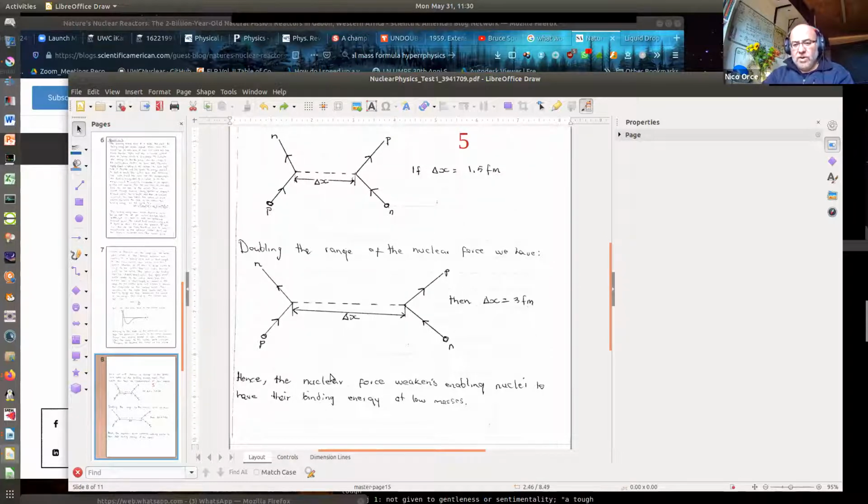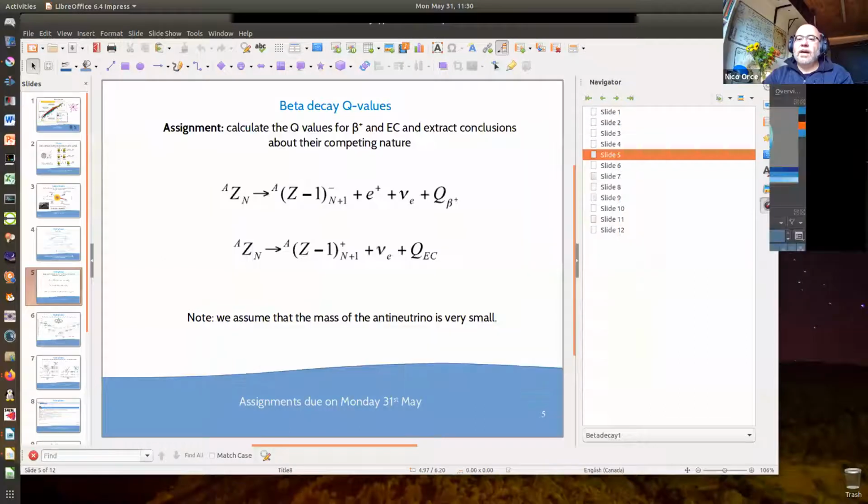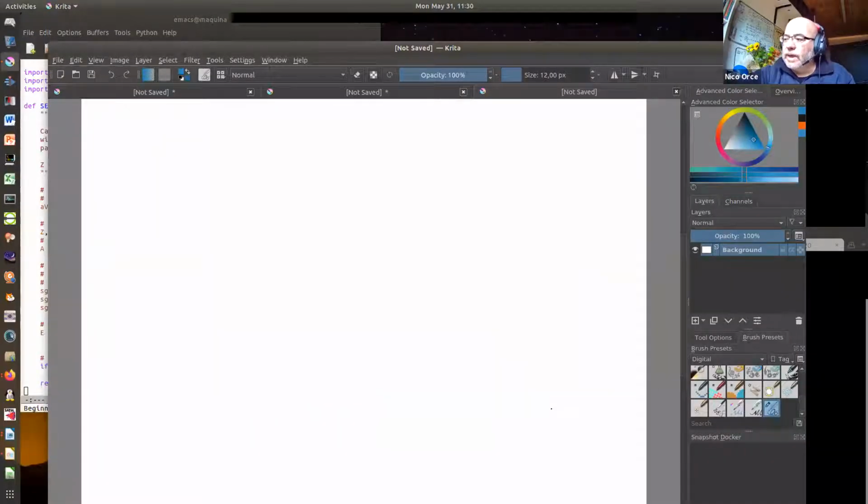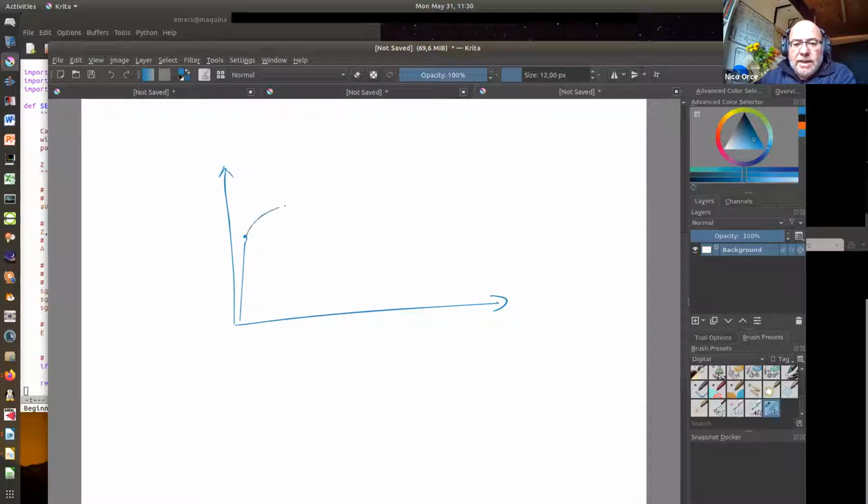Okay. So if we say that the range of the nuclear force increases, I don't understand why you are saying that the nuclear force weakens. So say we take our binding energy curve. We discussed, and some of you explained it, that the binding energy curve has a sudden increase around helium-4 and then it starts flattening, right?